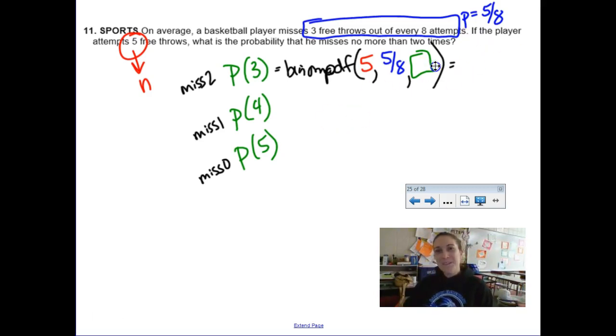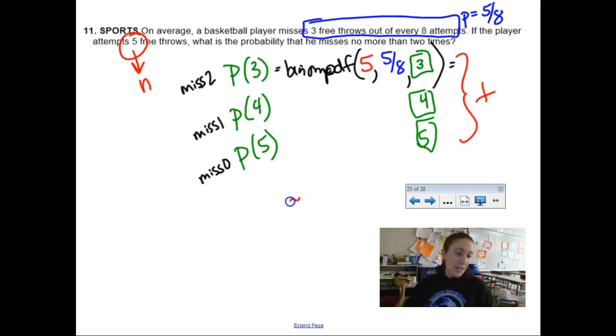The first time you type in a 3, and then I would use that overtype option where you pull up the entry again. Then you type a 4 here, and then you type a 5 here, and you get your 3 different decimals. Whatever they came out to be, I'd add them together, and I get approximately 0.72. So this basketball player has a 72% chance of missing 2 or fewer free throws when he shoots 5.